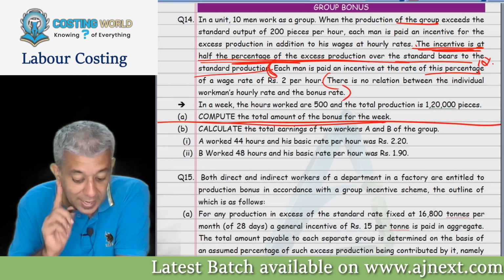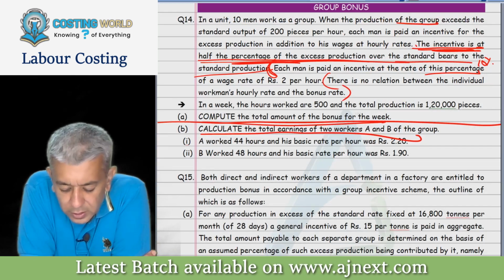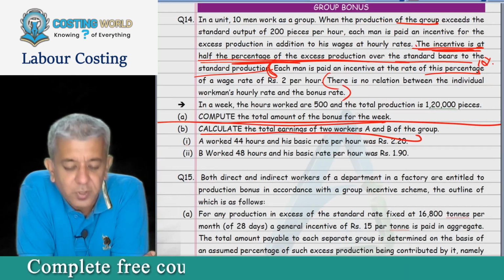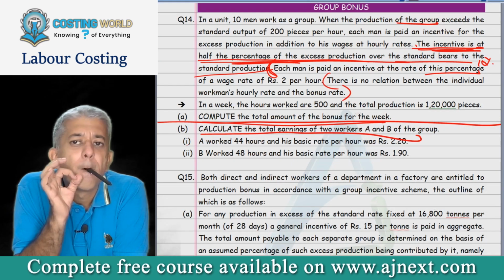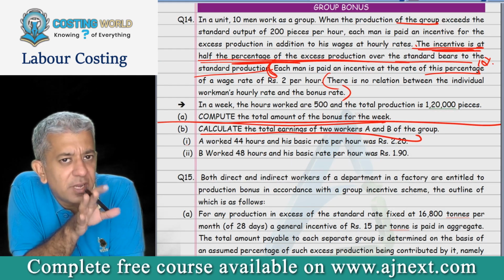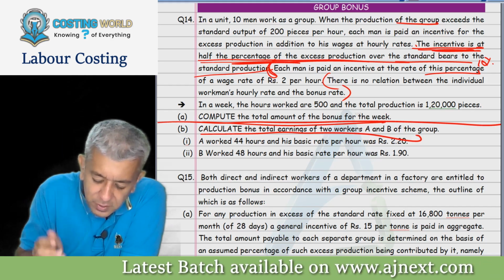Part B. Still, that line is pending that I have not explained till now. Calculate the total earnings of the two workers A and B of the group. Tell me, how many people were there in the entire group? 10. Can we say out of 10, they have given us the data of two people, worker A and worker B.